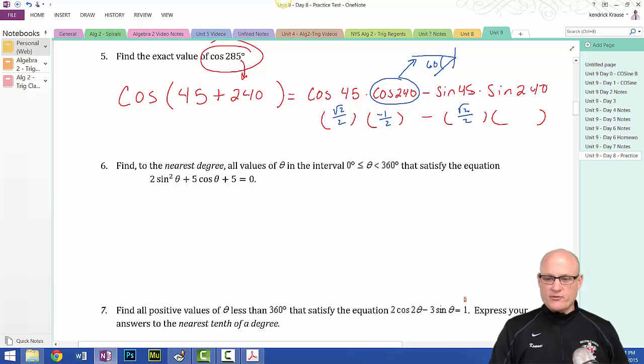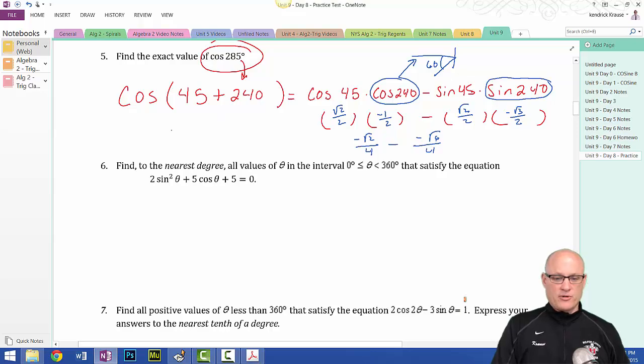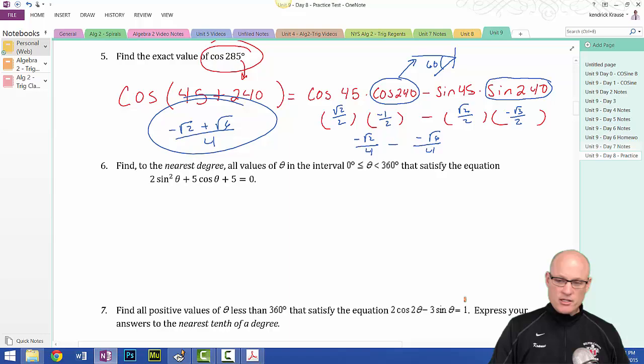Minus, let's see, this one's also going to be negative. It's in that quadrant. But in this case, it's going to be negative radical 3 over 2. So this is going to be negative radical 2 over 4 when I multiply, minus negative radical 6 over 4. So my final answer, I'll put it over here, is negative square root of 2 plus the square root of 6, all over 4. Done. Moving on.